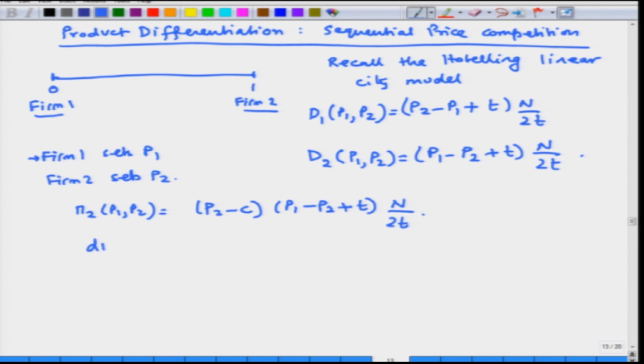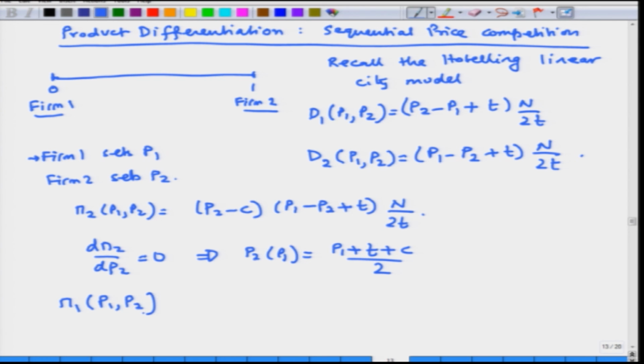So, if we find firm 2's best response function by setting the derivative equal to 0, you can check based on what we did earlier that firm 2's best response function yields P2 as a function of P1, which is (P1 plus t plus c) divided by 2. The best response function was upward sloping. Now, firm 1 anticipates that firm 2 is going to choose its P2 based on its best response function.